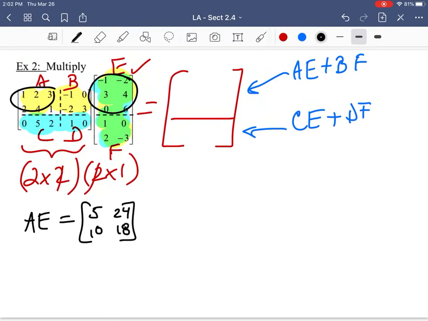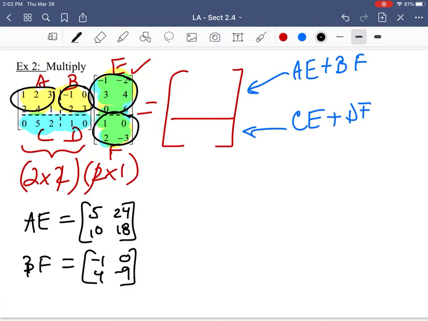All right, and then I also need BF. So I have this guy times that piece right there. I'd have a 2 by 2 times a 2 by 2, so I get a 2 by 2. Negative 1, 0 times 1, 2, I would get negative 1. Then negative 1, 0 times 0, negative 3 gets me a 0. And then keep going the same way, I would get a 4 and a negative 9.